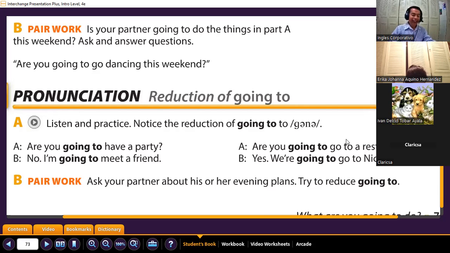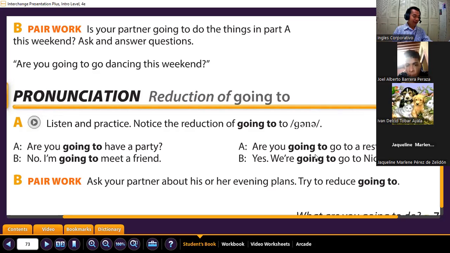Okay. Thank you, Iván. Now, let me see. Jacqueline and Joel, please. To a restaurant. Jackie, ready? Hi. Are you gonna have a party? Ah, sorry. No, no, that one. Are you gonna go to a restaurant? Restaurant? Yes, we're gonna go to the cafe. Okie dokie. Thank you very much.